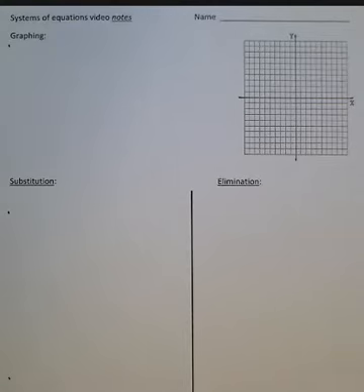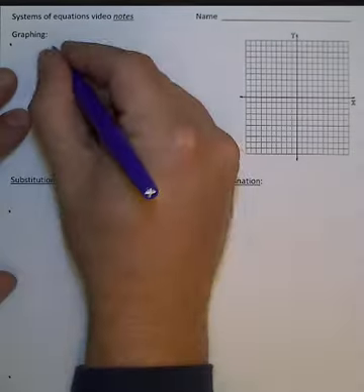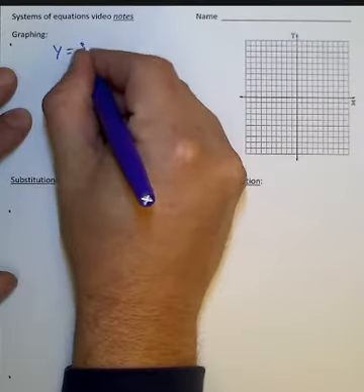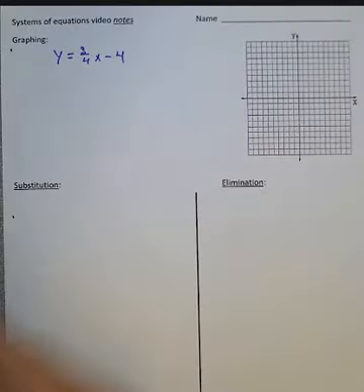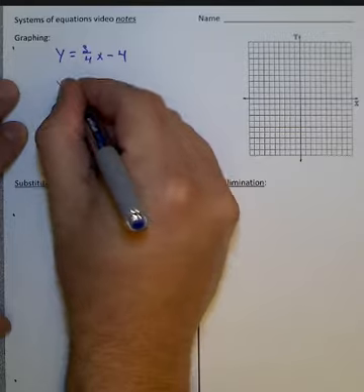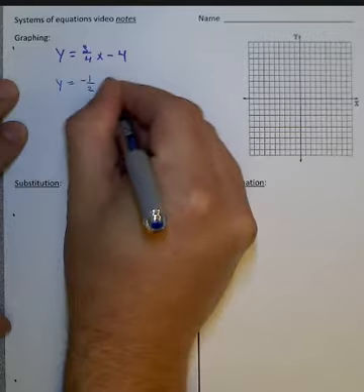Systems of equations. So this is a review of Algebra 1. You did graphing, substitution, and elimination there. Here we go. y equals 3/4 x minus 4. That'll be the first equation. And the second equation, y equals negative 1/2 x plus 1.